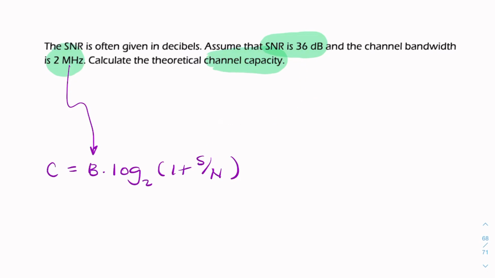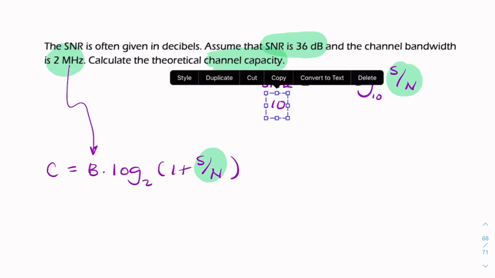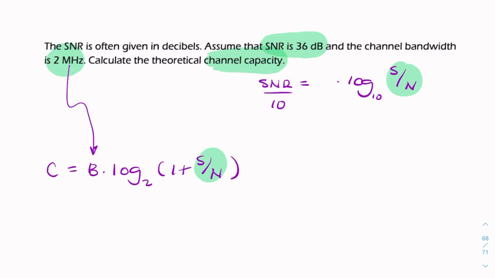So remember that the signal to noise ratio in decibels is 10 log to the base 10 of the mean square power ratio, S over N. And it's S over N that we want to plug into there. So we need to rearrange that to find S over N. So we can divide both sides by 10 and say S over N is 10 to the power of 36 divided by 10.